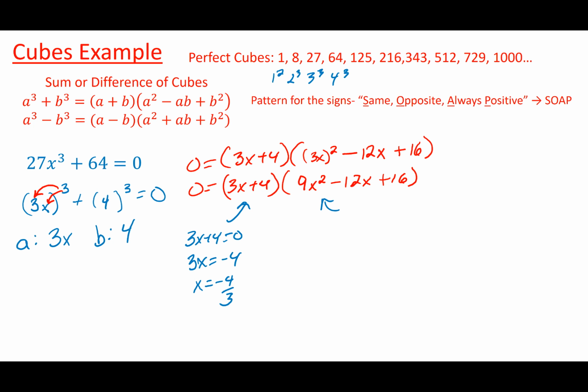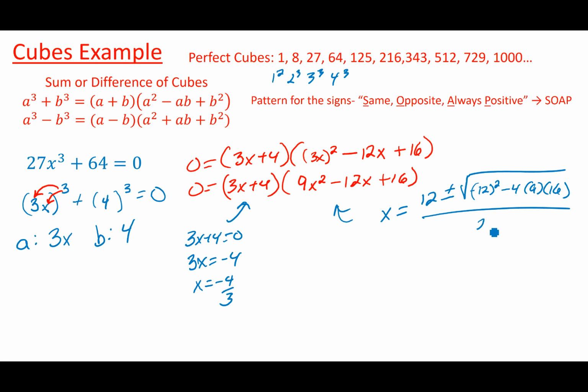Now, this other one, 9x squared minus 12x plus 16, is going to take a little more work because this is the quadratic formula. So x will be the opposite of b, so it's 12 plus or minus the square root of negative 12 squared minus 4 times 9 times 16, all divided by 2 times 9. I will tell you that the discriminant becomes negative 432 all over 18.